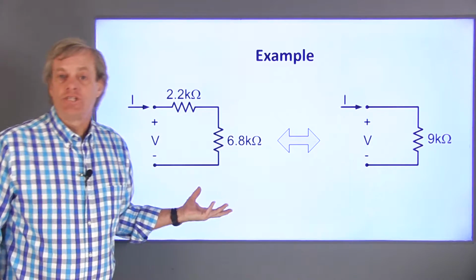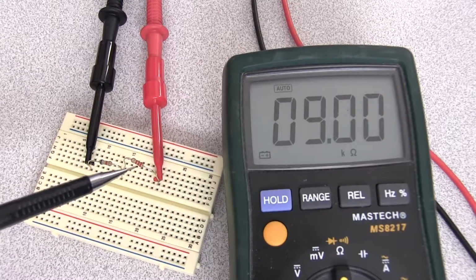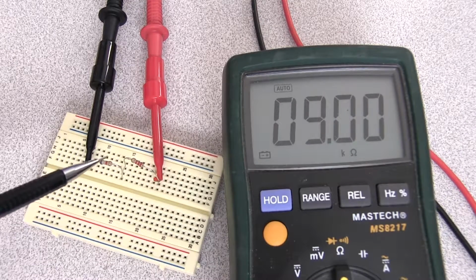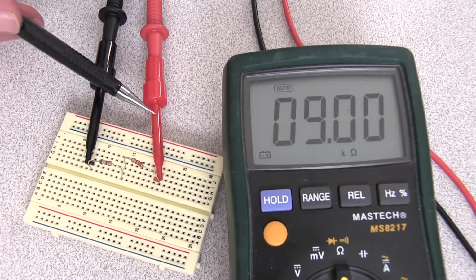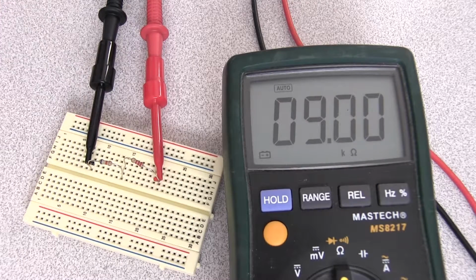Let's use an ohm meter to check this out. Here's my 2.2 kiloohm resistor. This is a 6.8 kiloohm resistor. I'm using a DMM to measure the resistance across the series combination, which is 9 kiloohms.